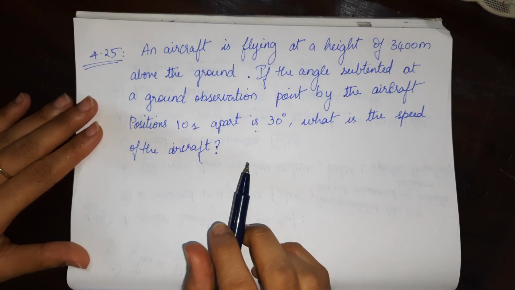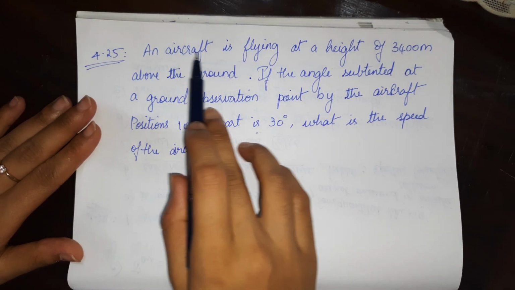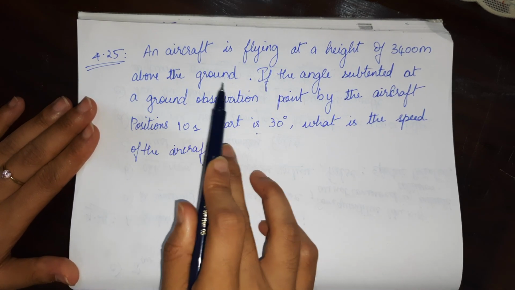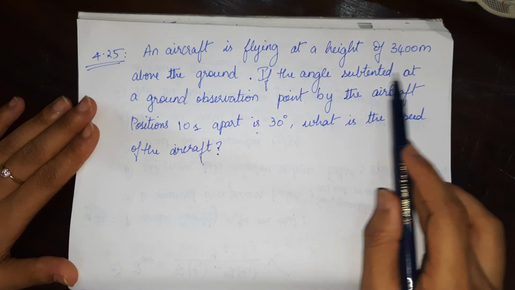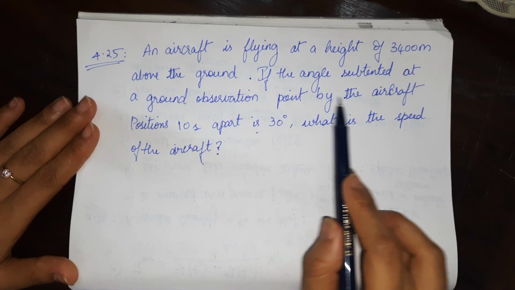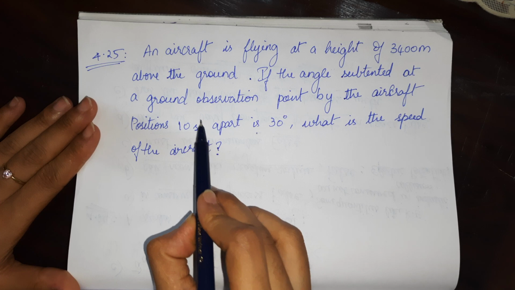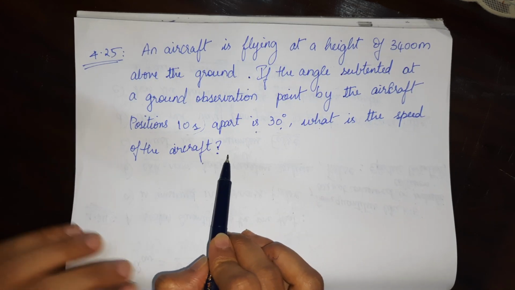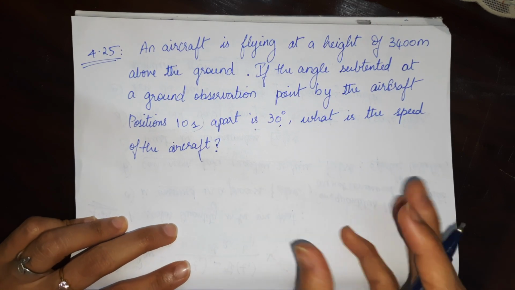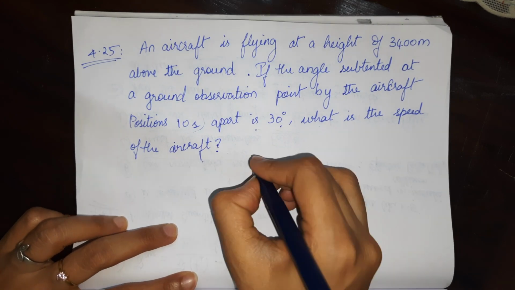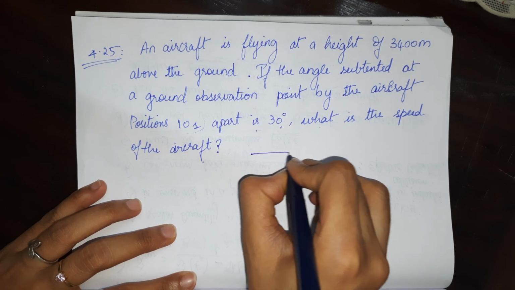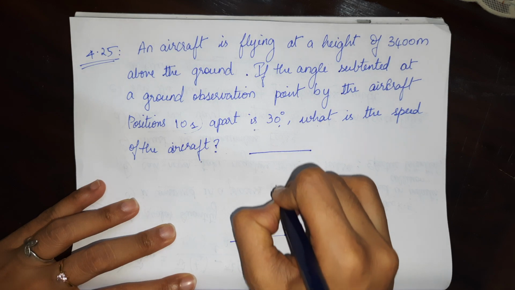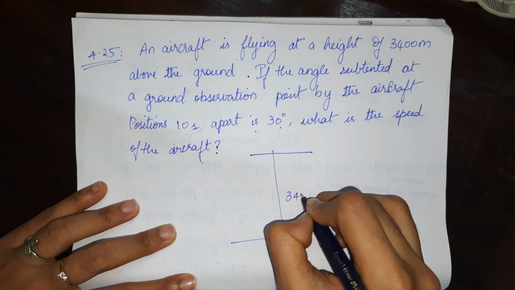The next question, 4.25: an aircraft is flying at a height of 3,400 meter above the ground, and the angle subtended at a ground observation point by the aircraft positions 10 seconds apart is 30 degrees. What is the speed of the aircraft? First we have to draw a diagram for better imagination. There is a ground, and the aircraft is 3,400 meter above the ground.